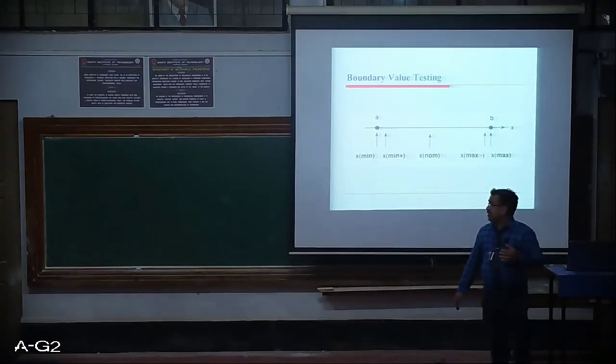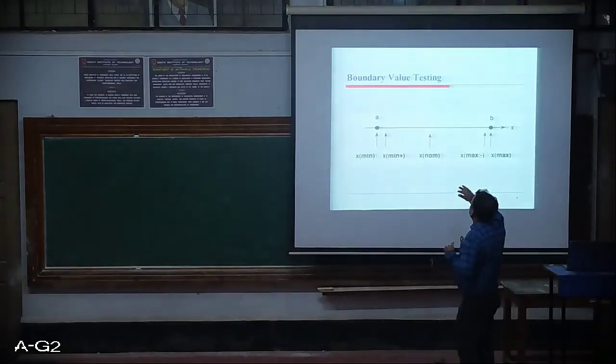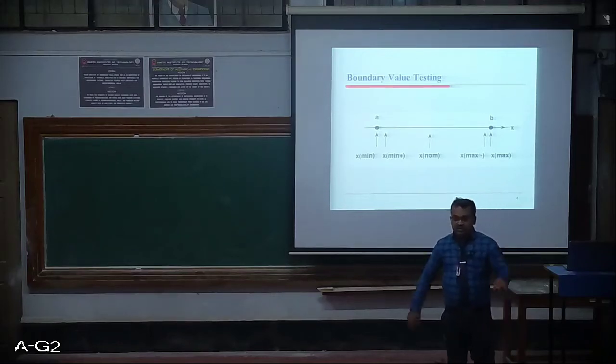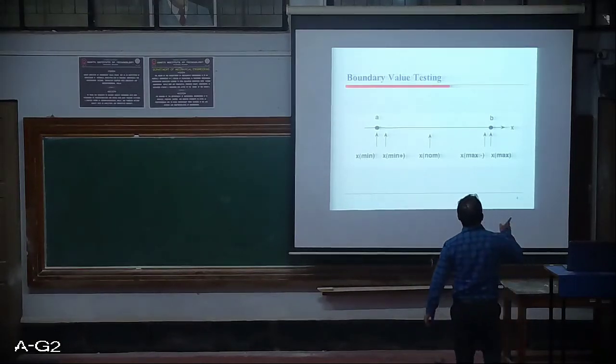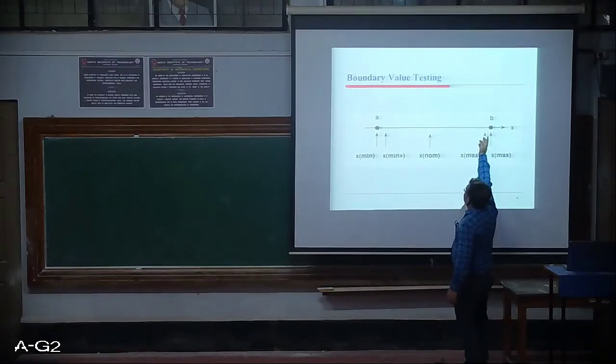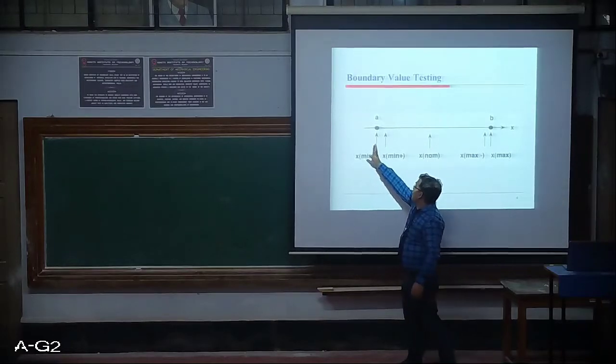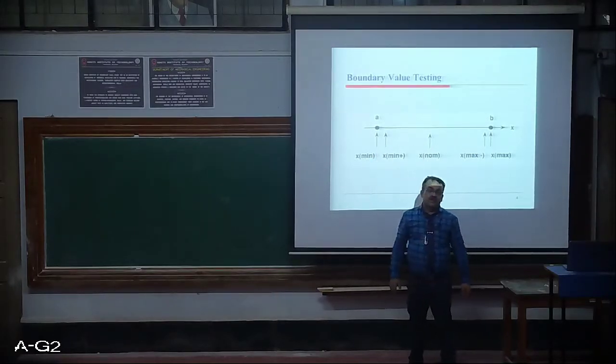This is what has been shown with the input domain here, the same example with a diagram. For an input variable x, we consider the extremities: the maximum, one less than the maximum, the nominal value, the minimum, and one above the minimum.